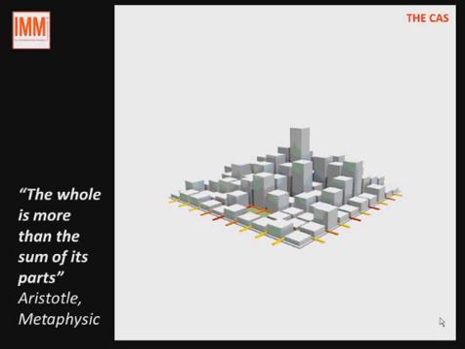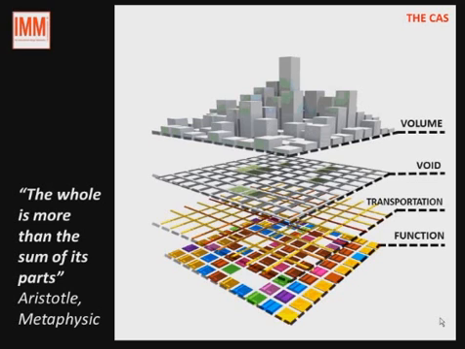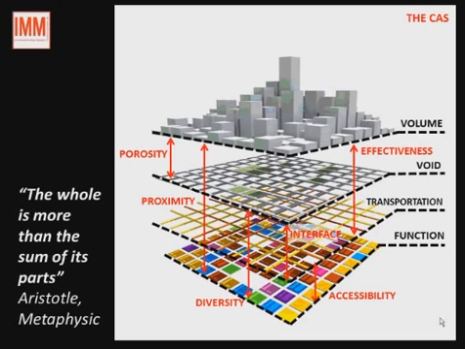In our analysis, the city, or the complex adaptive system, can be dismantled into four main horizontal layers: volume, voids, transportation, and functions. These layers are vertically connected, composed of the 6 key categories, or similar to the vertical layers, divided into porosity, proximity, diversity, interface, accessibility, and effectiveness.